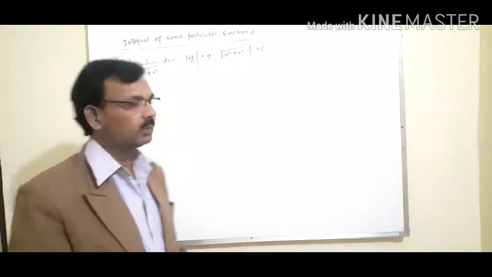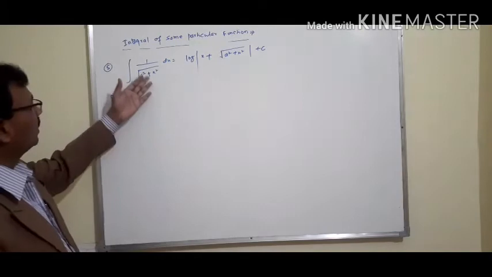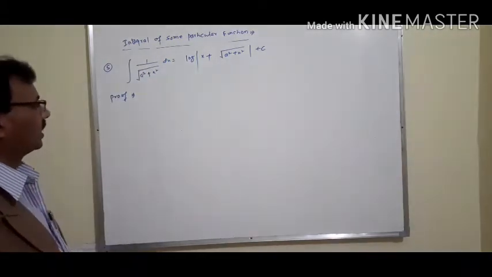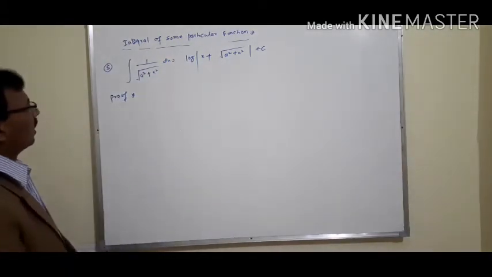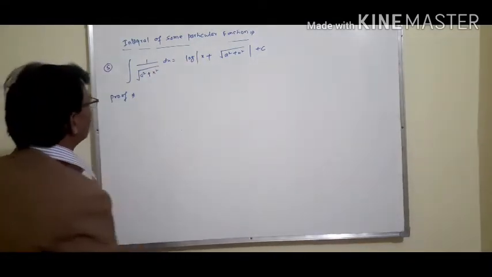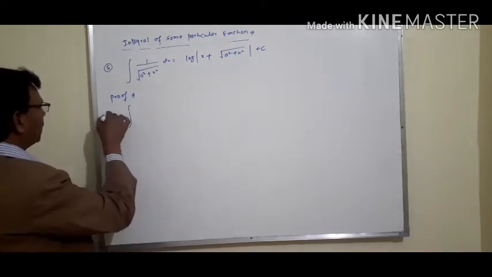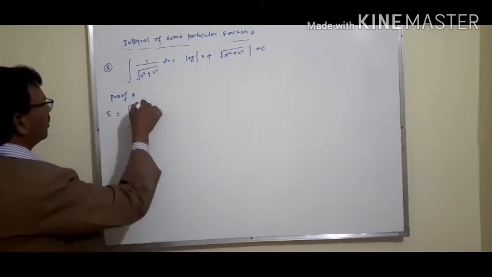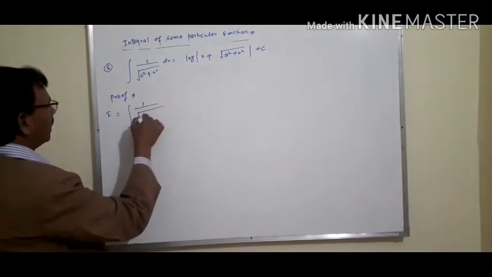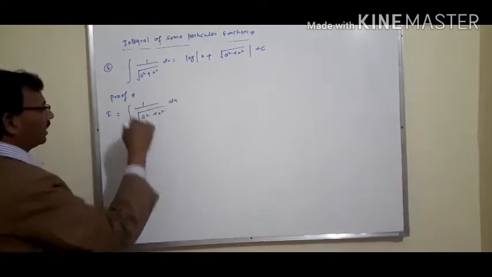Hello students, in this video we will discuss the integration of the function 1 upon root under a square plus x square, and the result of this integration is given here. Now we will see the proof of this. Let I equal to the integral of 1 upon root under a square plus x square into dx, this is the integrating function.